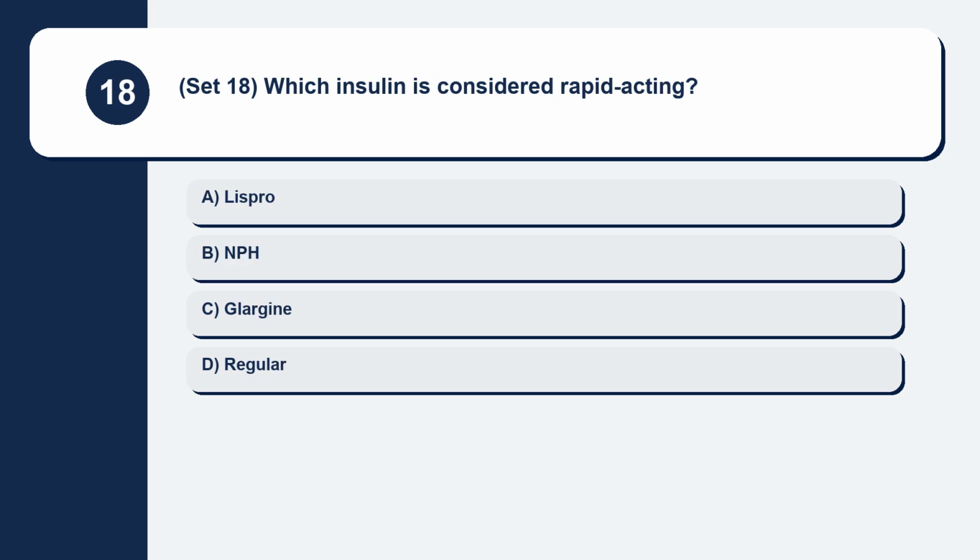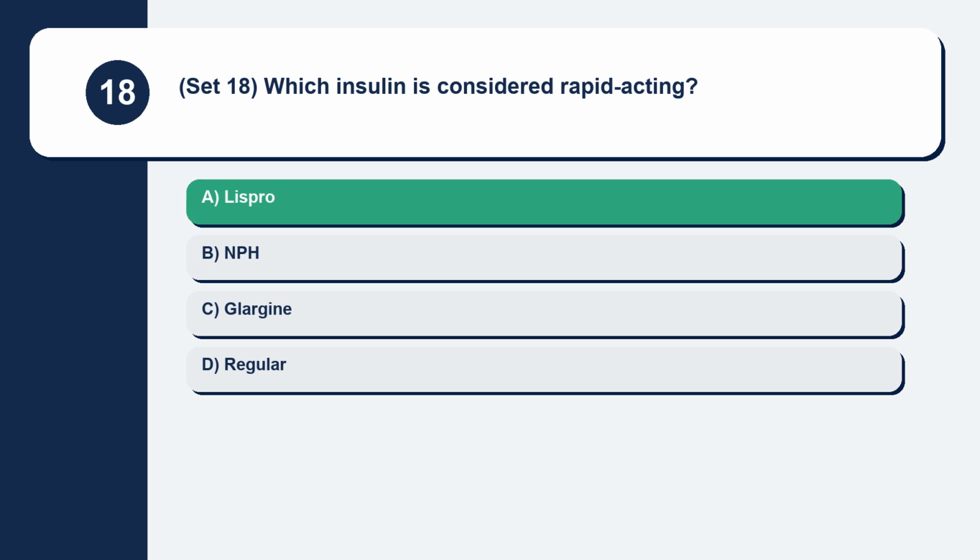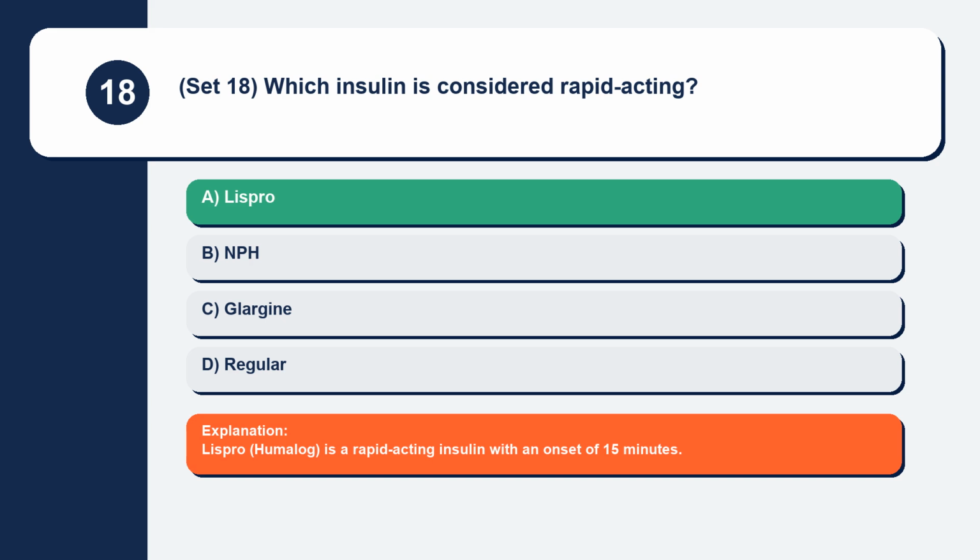Question 18. Set 18. Which insulin is considered rapid acting? Lispro, NPH, Glargine, regular. Lispro, Humalog, is a rapid-acting insulin with an onset of 15 minutes.